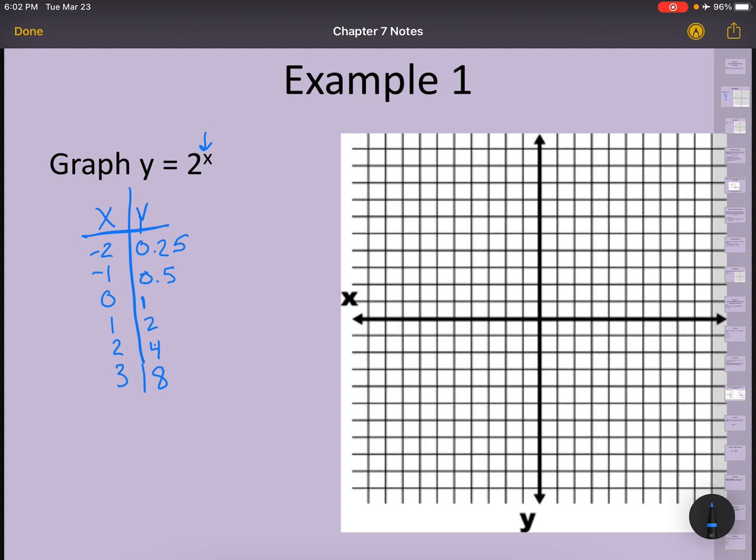Okay, so let's now graph this on our graph. So at negative 2, it's a quarter of the way up, so very, very close to the x-axis. At negative 1, it's a half of the block up, or unit up. At 0, it's 1. At 1, it's 2. At 2, it's 4. And at 3, it's 8. Okay. So now we're going to connect them with our smooth curve.